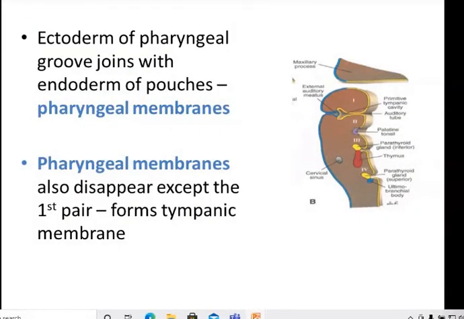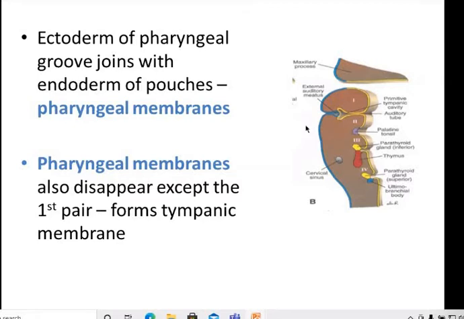Now coming to our pharyngeal membrane. What do you mean by pharyngeal membrane? The ectoderm of the pharyngeal groove, when it joins with the endoderm of the pouches, the union of the ectoderm of the groove and the endoderm of the pouches, they unite and form the pharyngeal membrane. When the ectoderm and endoderm unite, this will give rise to the pharyngeal membrane.